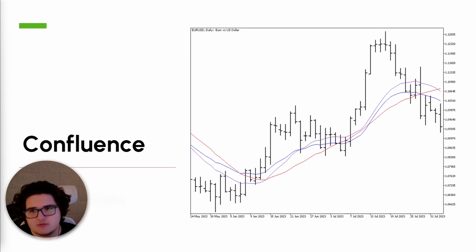Next is confluence. Jumping in the second a moving average crossover happens can lead to false signals, especially during volatile periods, as we mentioned with chop. Now, the solution here is sort of similar to what we mentioned before, but I think there's a couple of key things I really want to mention here. So obviously confirmation can be absolutely key here.